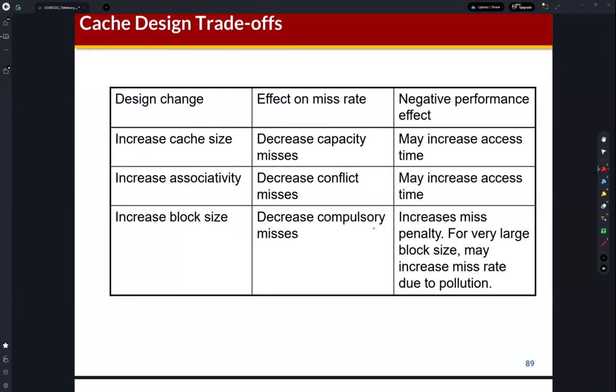If we increase the cache size, then we can reduce the capacity misses, but it may increase the access time, right? Because hit time can be increased. If we increase the associativity, then we can reduce the conflict misses, but it may increase the access time also. The cost can be increased. If we increase the block size, we can decrease the compulsory misses, but miss penalty can be increased, right? And also we can observe cache pollution.